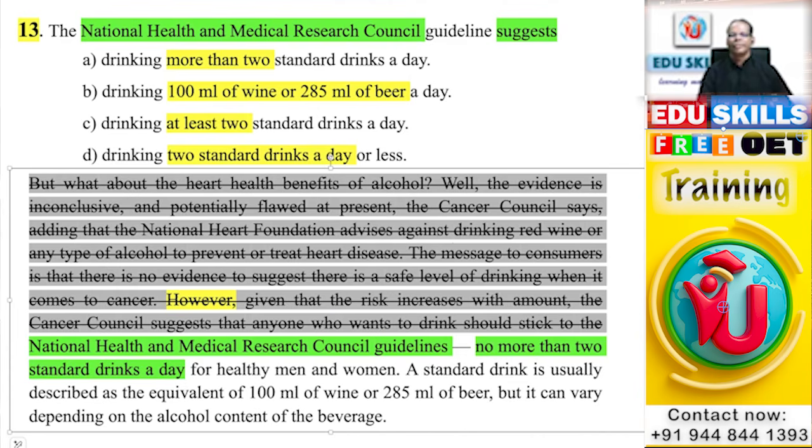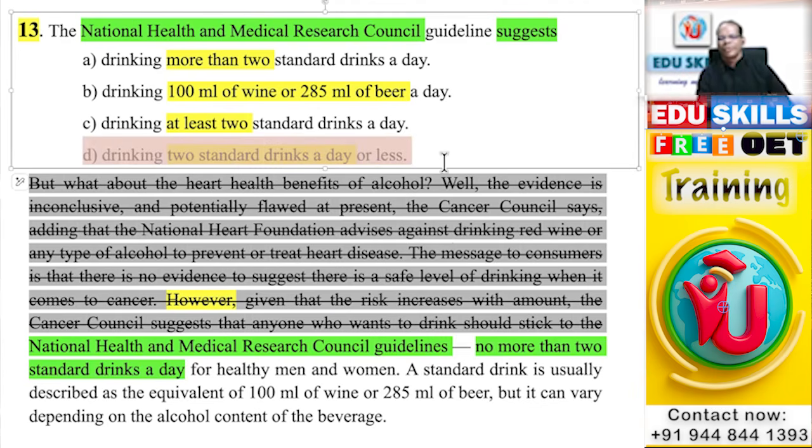C. Is it D? C says at least 2 drinks. D says, if possible, 10 or 20 drinks. C says at least 2. Here it says no more than 2. Option D is the answer. 2 or less.